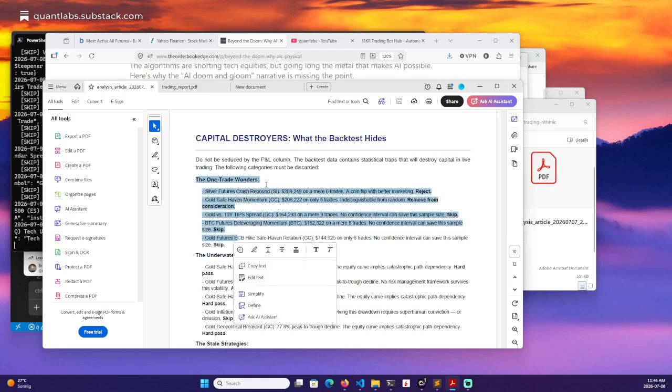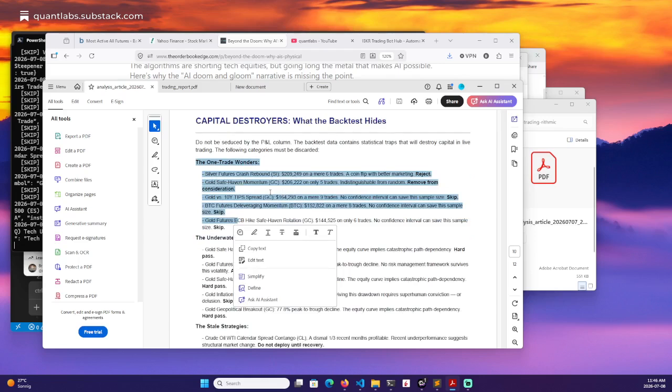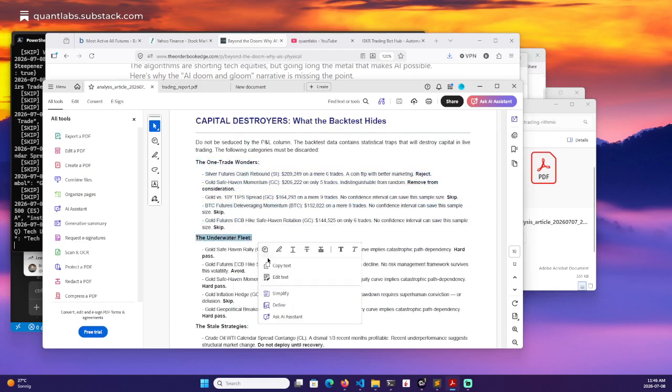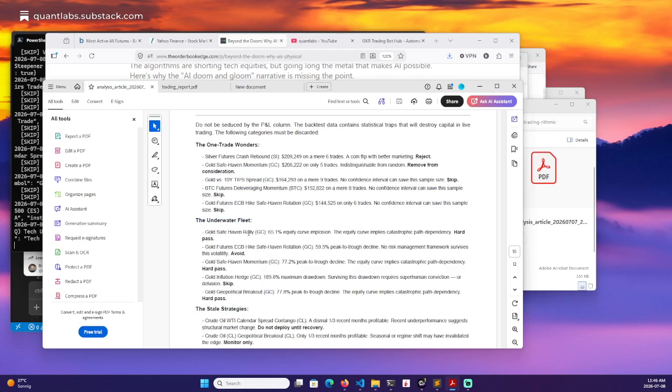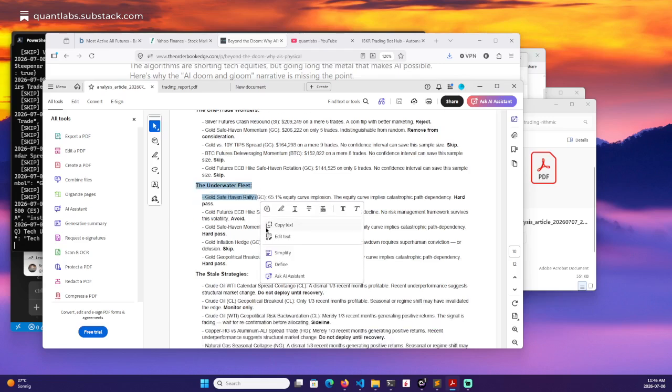So here we have the one-hit wonders, like silver as an example, the underwater fleet. If you were trading gold between November until a few months ago, you probably did well. If you're trying to do that now, well, you can't apply those strategies. It's just the nature of the market.